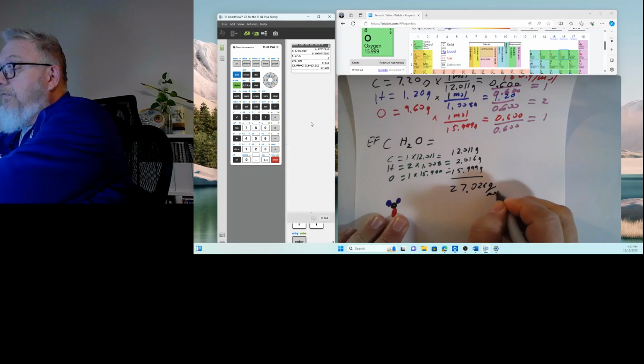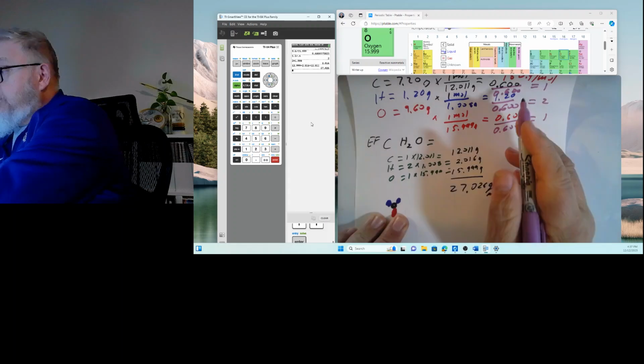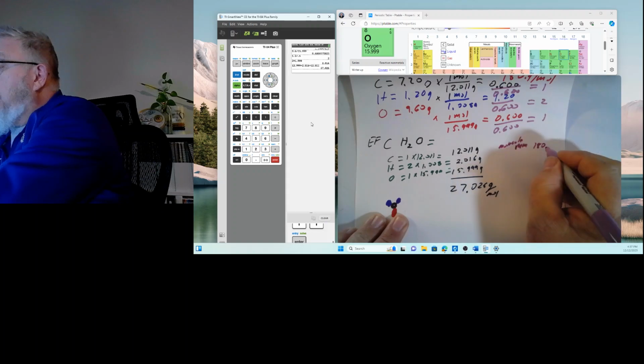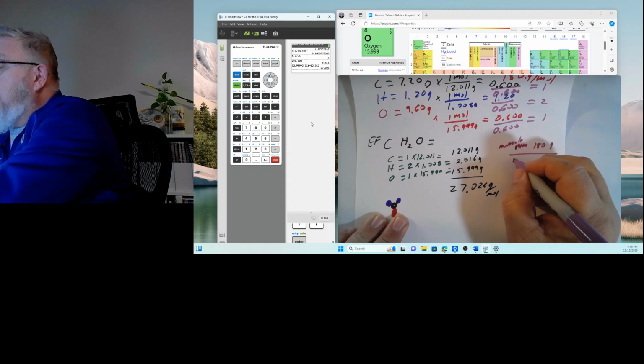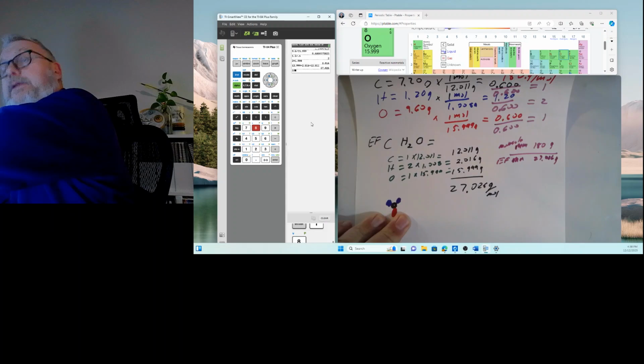So now, what I'm going to do, I've got the molar mass of the empirical formula. I know because it was given that the molecular mass of the molecule is 180 grams. So I'm going to divide through by the empirical formula, call that EF, empirical formula molar mass, 27.026 grams. Let's do that real quick. 180 divided by 27.026.